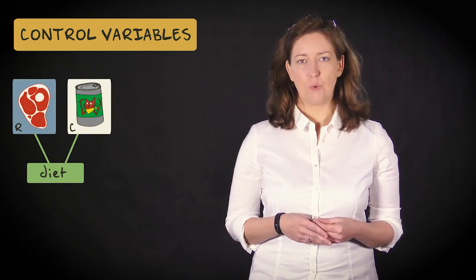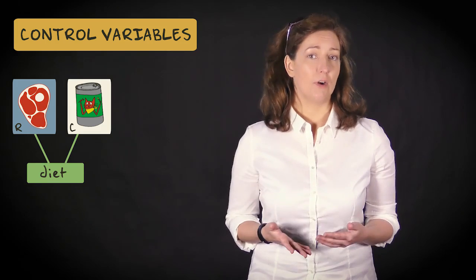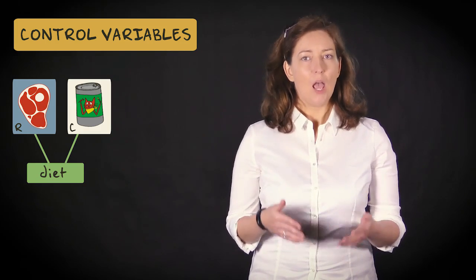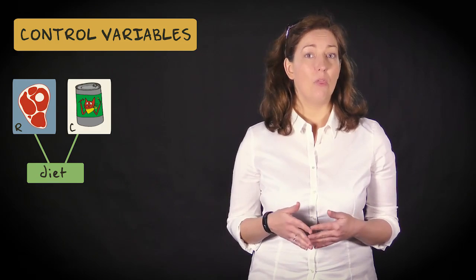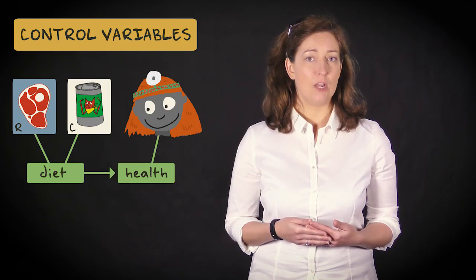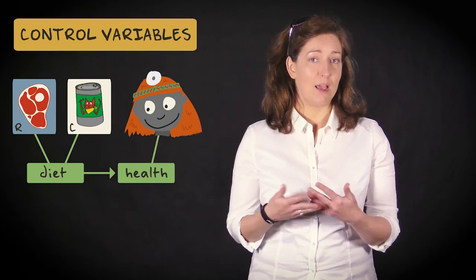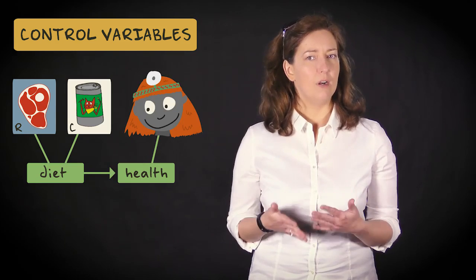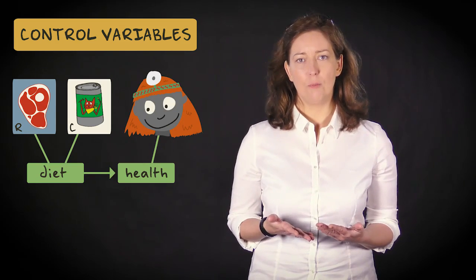Suppose I want to test whether a raw meat diet is healthier for cats than canned food. I ask cat owners to indicate whether they feed their cat raw meat or canned food. Cat health is measured on a scale between 0 and 10 by a veterinarian. What variables should be included as control variables?